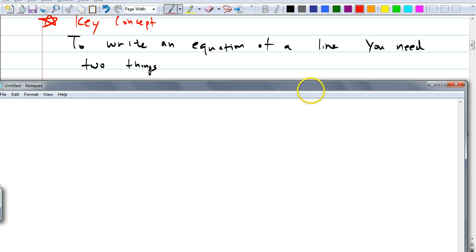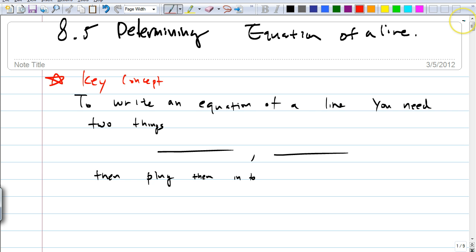Okay? Anybody have any guesses to what we're going to need? As you write this down, think about this. I bet a lot of you already know. As you write this down, think about what two things we need to write the equation of a line. Okay, so I'll wait. Okay, so Brandon, what do you think? What are the two things we need here? Slope and y. Exactly right.